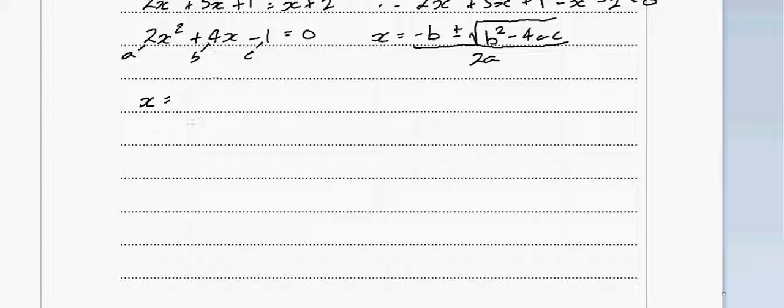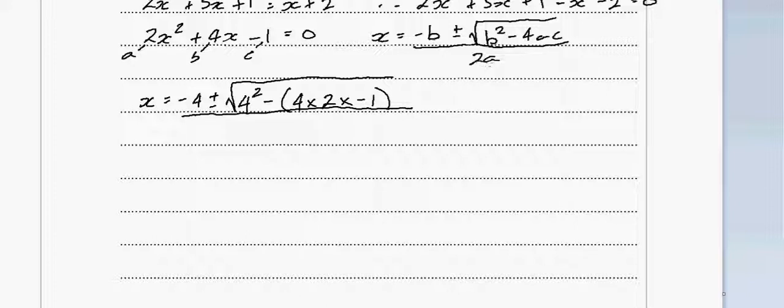Now if b is 4, then that's minus 4 plus or minus the root of b squared. Now b is 4, so it's going to be 4 squared minus, now I always put a bracket in here, 4 multiplied by a, which is 2, multiplied by c, which is minus 1. And we can close the bracket. And this is all over 2a. Now a is 2, so 2a would be 4.